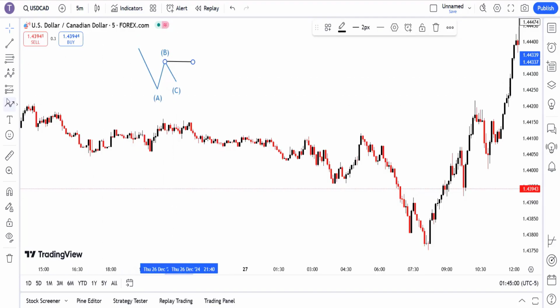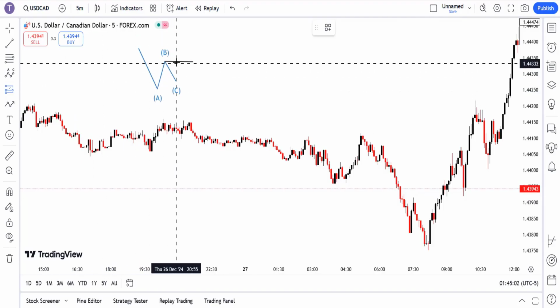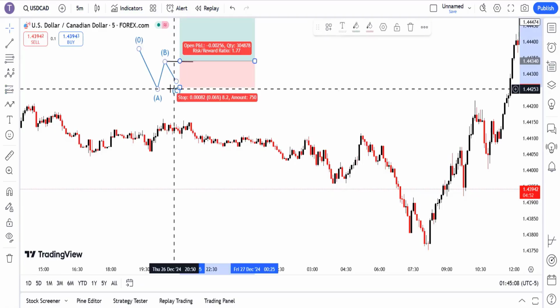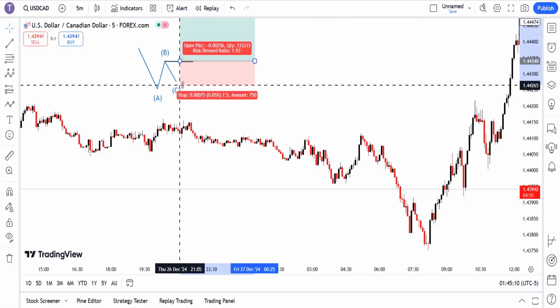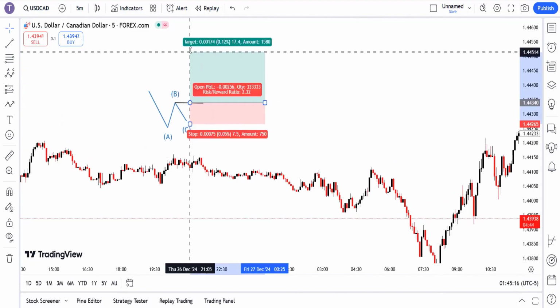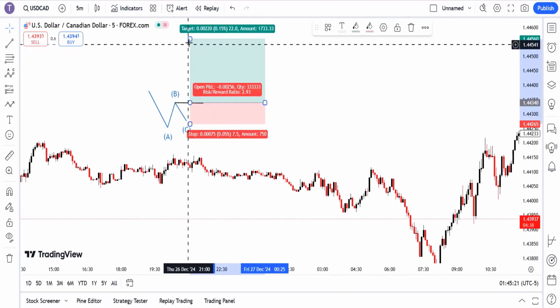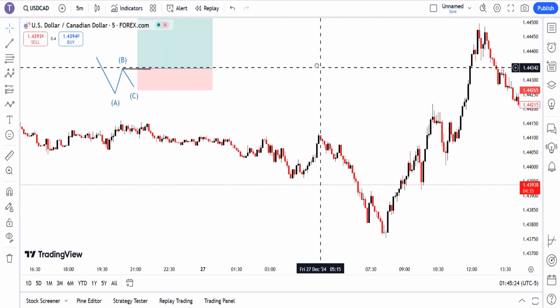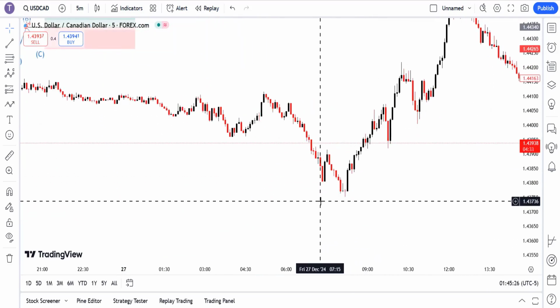Once price takes out this B leg, which is the number 2, you place a stop loss at the swing of the B, or depending on your choice, you can put it at the A swing low, and you target at least either 2 to 1 or 3 to 1. Let me quickly show you this on our chart.